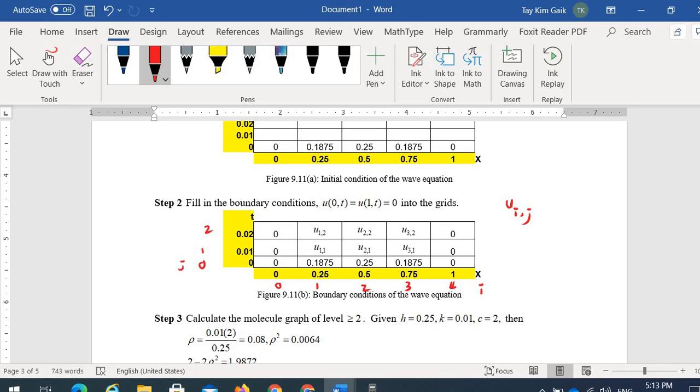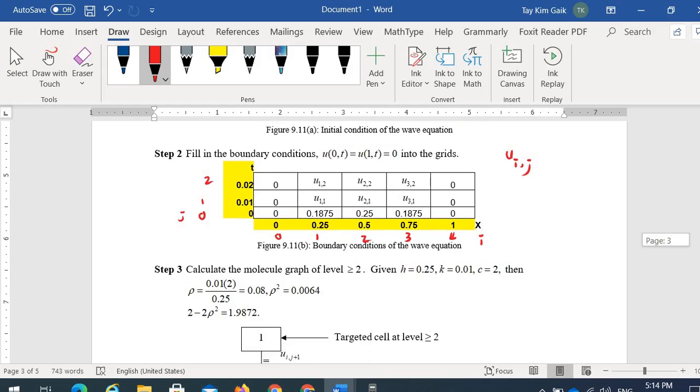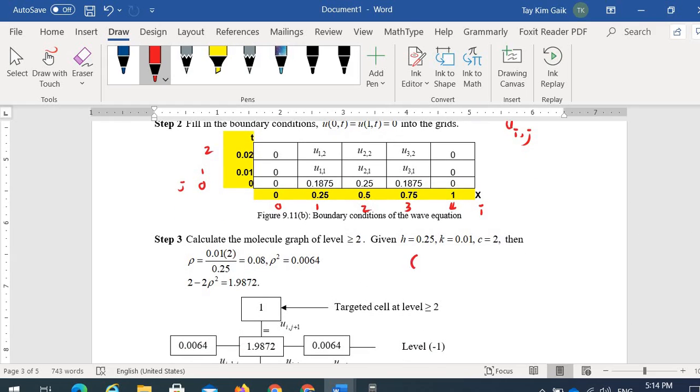Okay, now we calculate the molecule, graph or level 2 onward. Okay, h, delta x is 0.25. k, which is delta t, is 0.01. c is 2. Calculate the rho. Rho is actually kc divided by h. k is 0.01, c is 2, h is 0.25. So you get this rho, and then the rho squared is 0.0064.